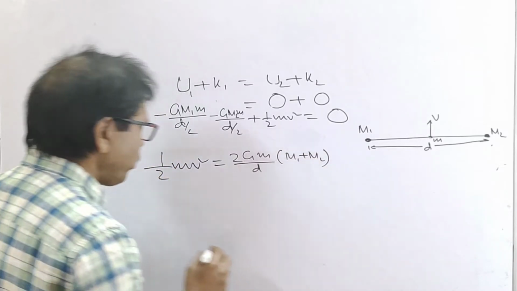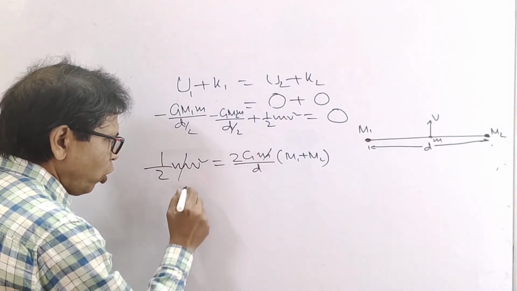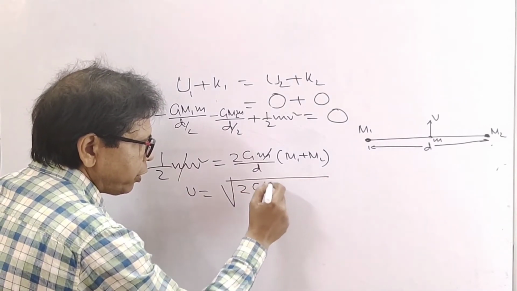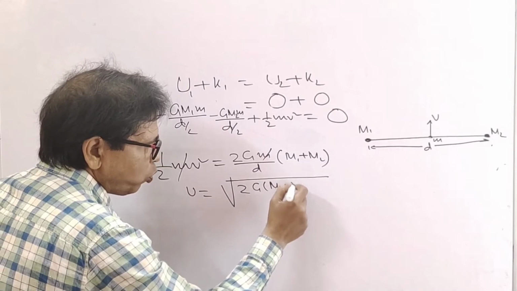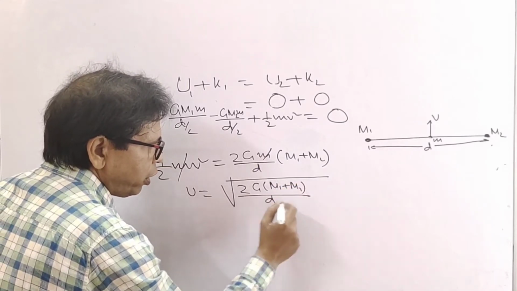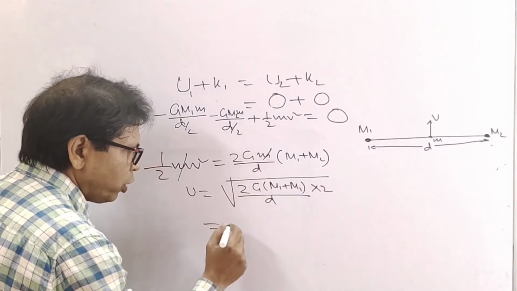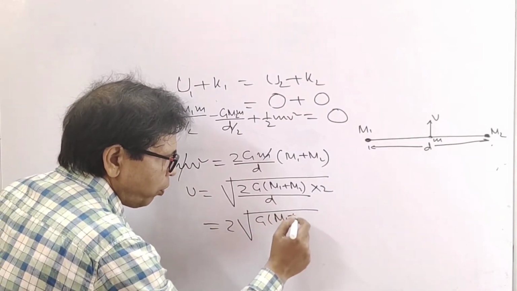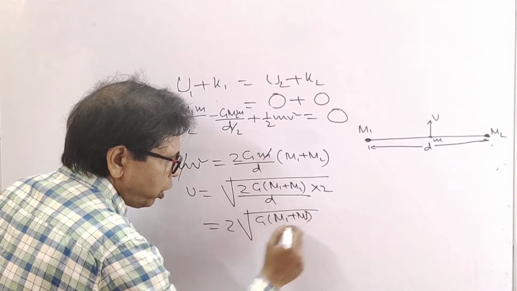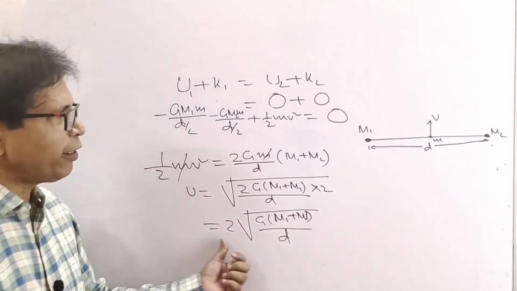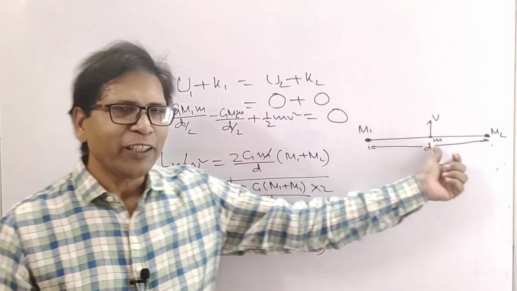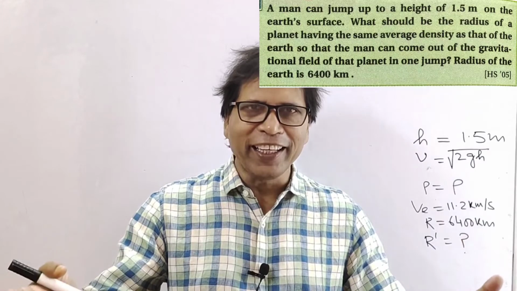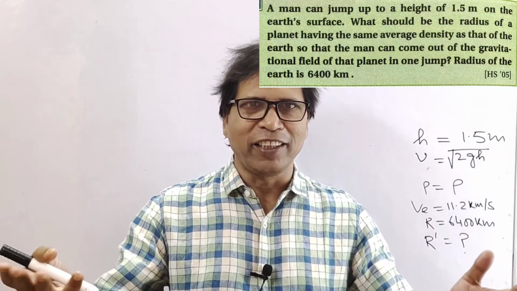Okay, now look at this, m cancels out, so v equals root under 2G, this is m1 plus m2 divided by d into 2. Okay, so this is 2 into root under G into m1 plus m2 by d, the expression of escape velocity of mass small m. Okay, understood? Now a numerical relating to escape velocity.